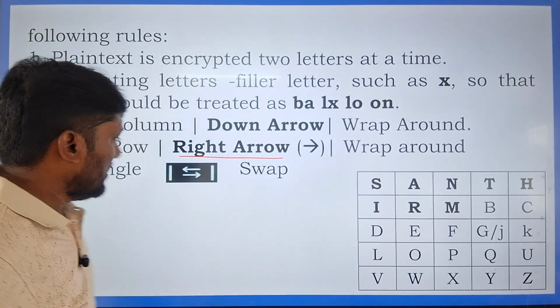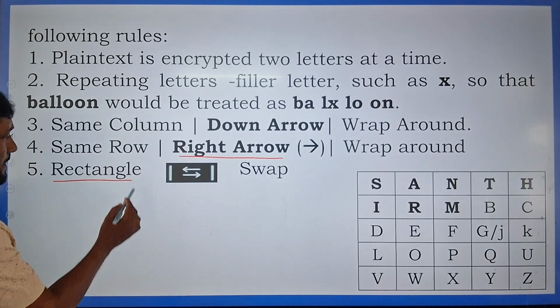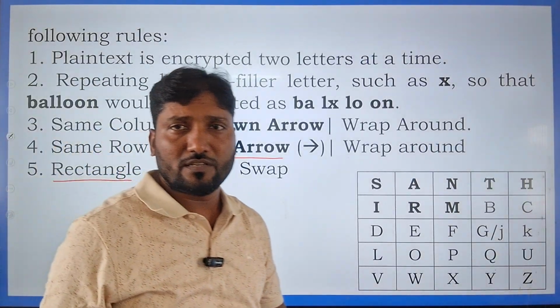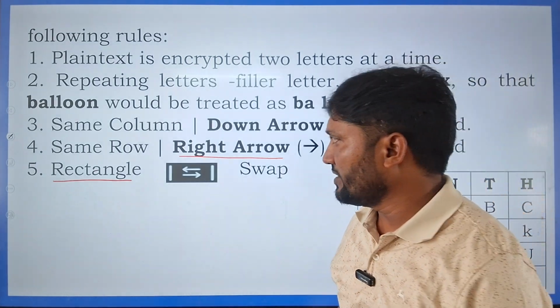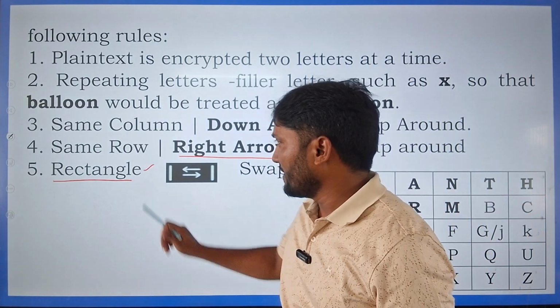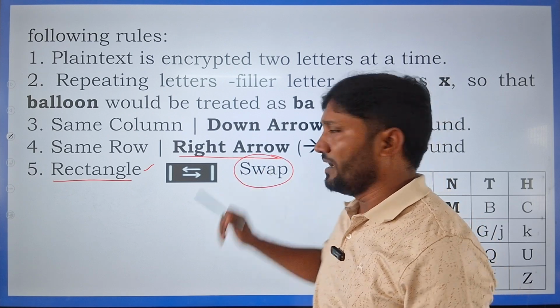And now the last one: if the two plain text letters are not in the same row and not in the same column, then we form a rectangle. Then we have to swap the letters.